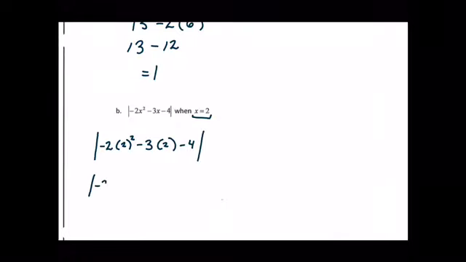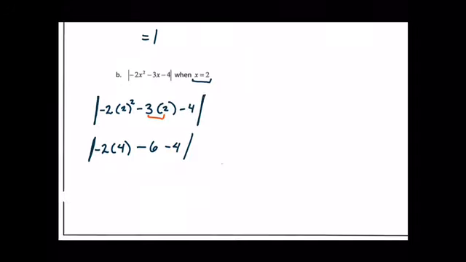So I'm going to do negative 2 times 2 squared, which is 4. And then I will do 3 times 2, like that. And it's all inside the absolute value still. And then negative 2 times 4 is negative 8. Minus 6 minus 4. That's negative 18 inside. And the absolute value of negative 18 is 18.